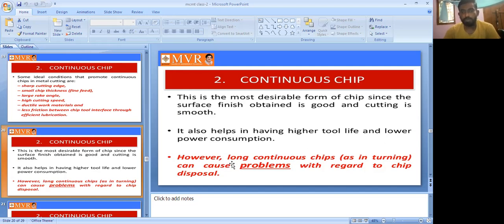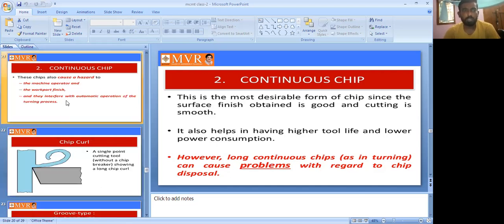However, long continuous chips, as in turning, can cause problems with regard to chip disposal.